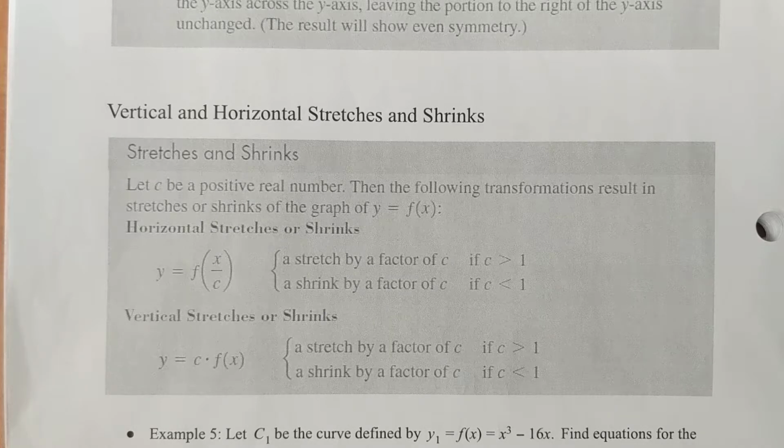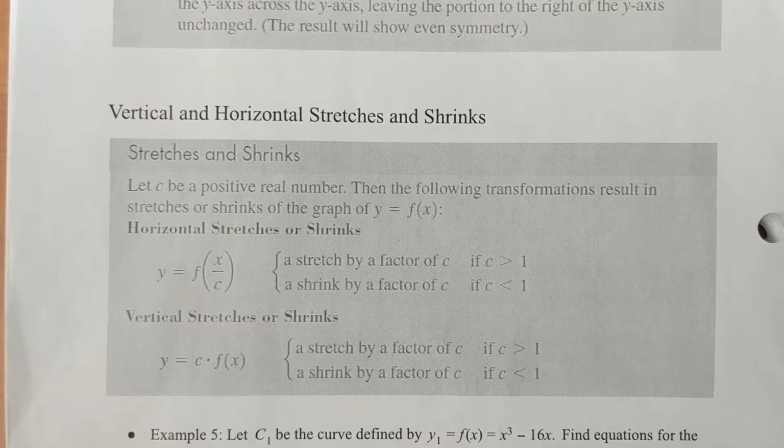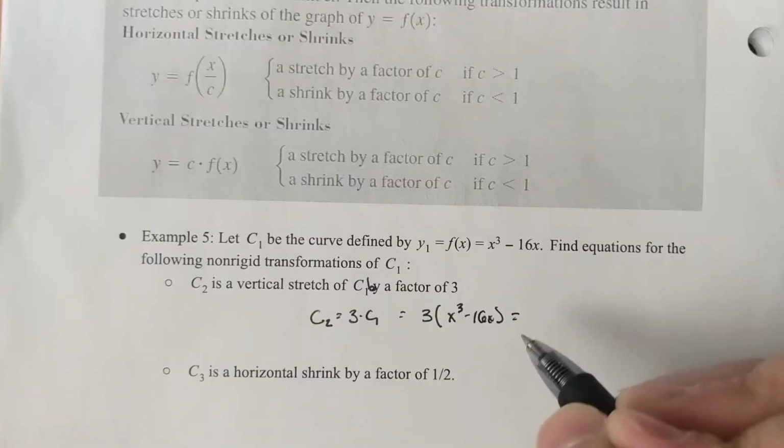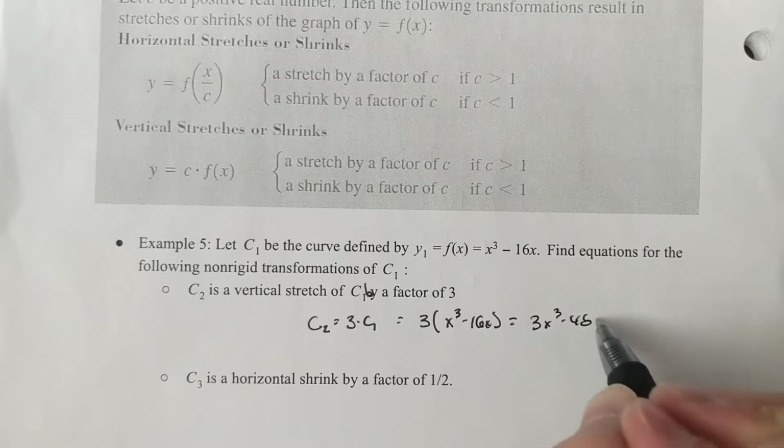A vertical stretch by a factor of 3. So vertical stretches multiply everything by the factor. So C2 is equal to 3 times C1, which is going to be 3 times x cubed minus 16x, which is 3x cubed minus 48x.